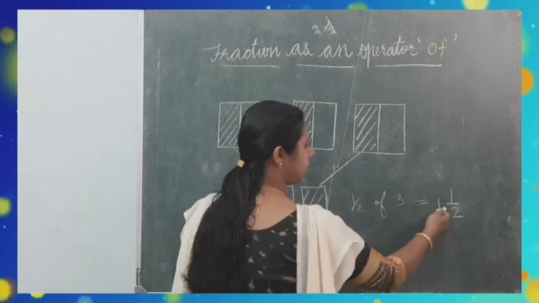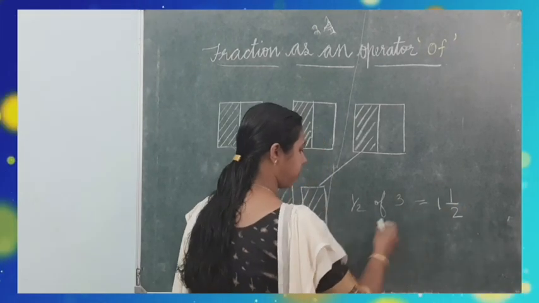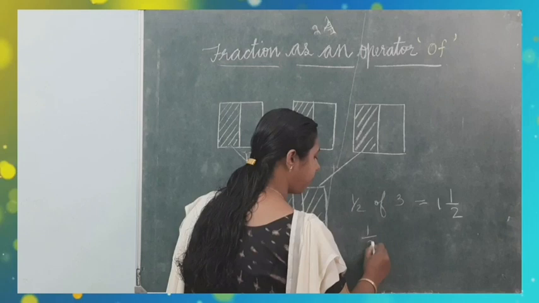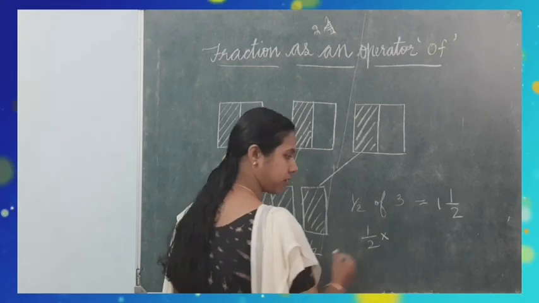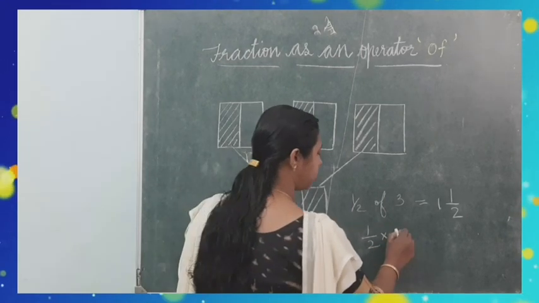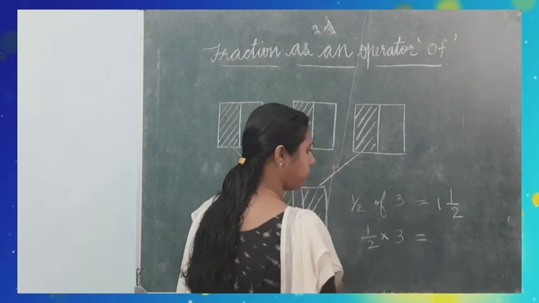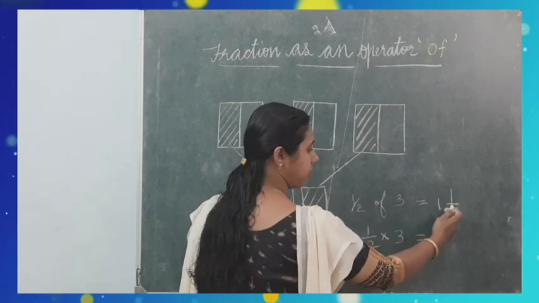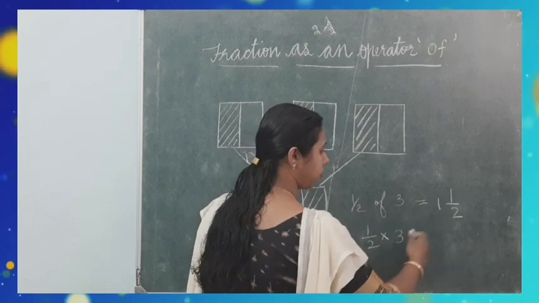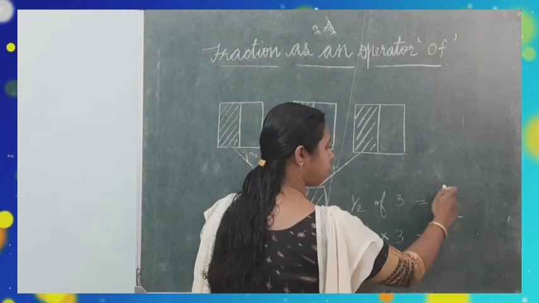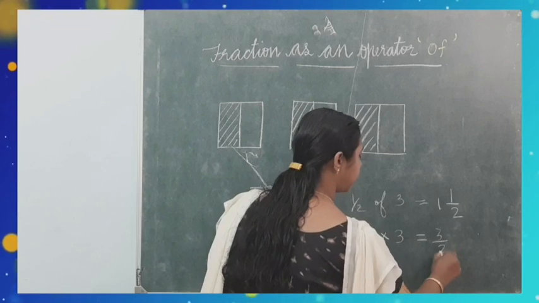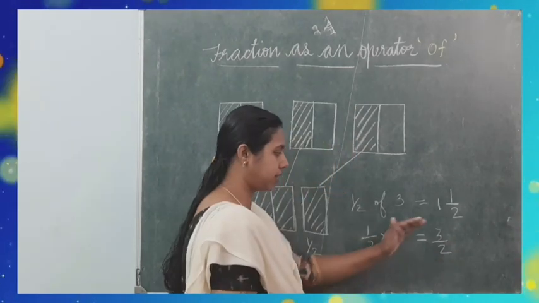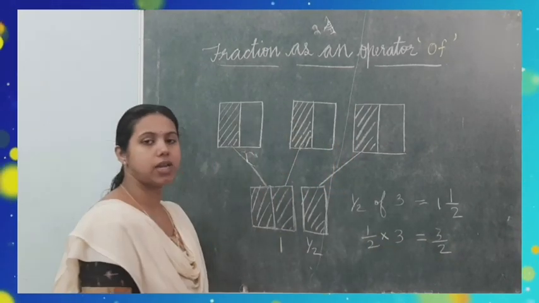The mixed fraction is changed to improper. The half of 3 means half of. The word "of" represents multiplication. 1 by 2 into 3, which is equal to 1 and 1 by 2. That is a mixed fraction, change it to improper. Then 2 ones are 2, 2 plus 1 is 3 by 2. So half of 3 is equal to 3 by 2.